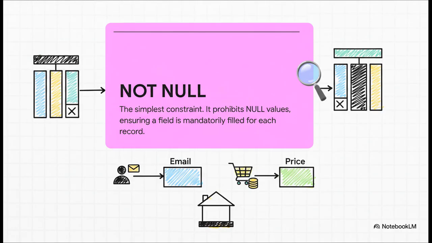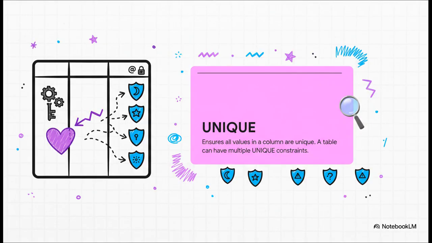Sometimes the simplest rules are the most powerful. The not null constraint is just a basic guarantee that a certain field has to have a value. You can't let it be empty. You can't have a user without an email address, right? Or an order without a price. It's as simple as saying, every single room in this building is required to have a floor. Period. No exceptions.